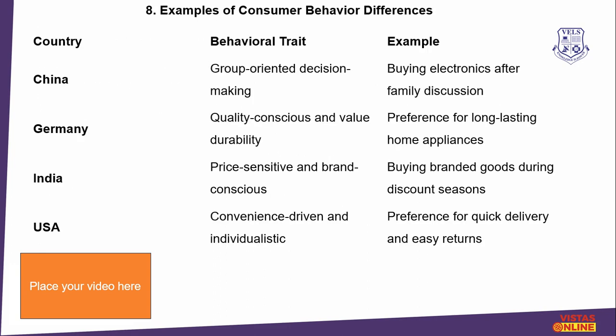Examples of consumer behavior differences and country behavioral traits. China: group-oriented decision making, buying electronics after family discussions. Germany: quality conscious and valuing durability, with a preference for long-lasting home appliances. India: price sensitive and brand conscious, buying branded goods during discount season. USA: convenience driven and individualistic, with a preference for quick delivery and easy returns.